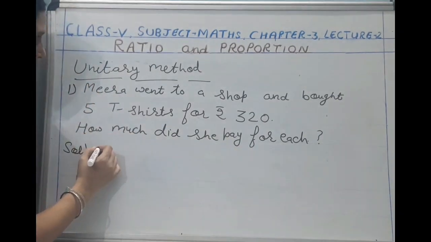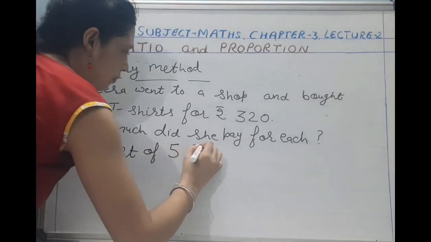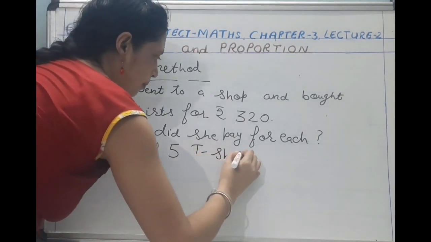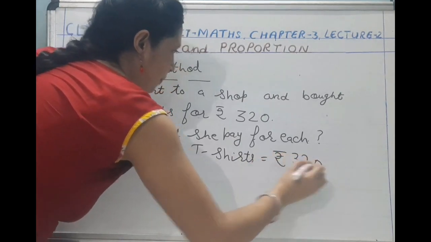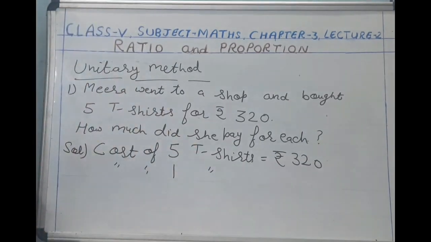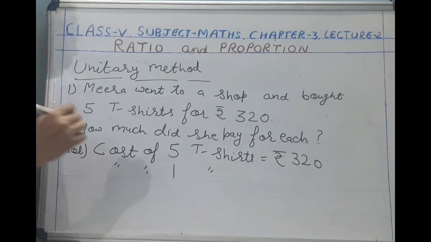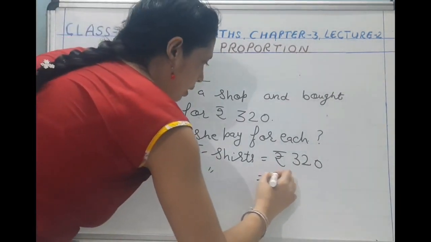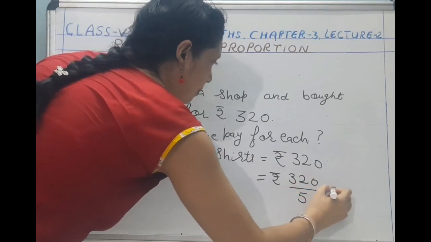So it is given to us cost of 5 t-shirts is equal to rupees 320 and cost of 1 t-shirt. 1 t-shirt की cost निकालनी है. Multiply or divide? We will divide because 5 t-shirt की cost से 1 t-shirt की cost less होगी. और लेस के लिए हम करते हैं डिवीजन. सो 320 डिवाइडेड बाय 5.